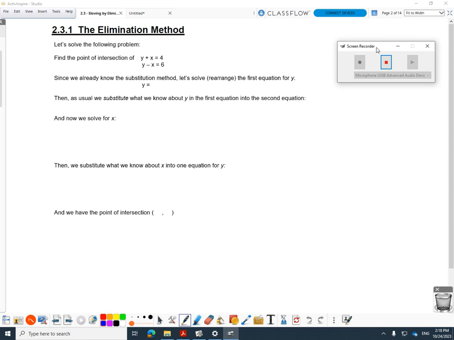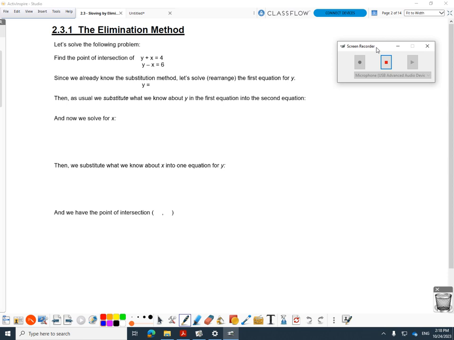That's good, thank you. The elimination method. Some of you are going to like this way better than substitution. This can go really well. Check out this question: find the point of intersection of y plus x equals 4, y minus x equals 6.